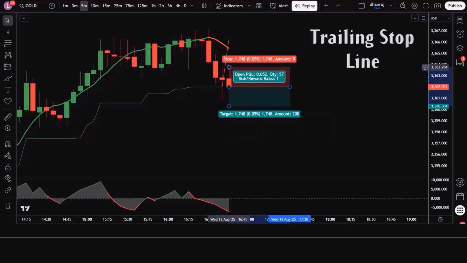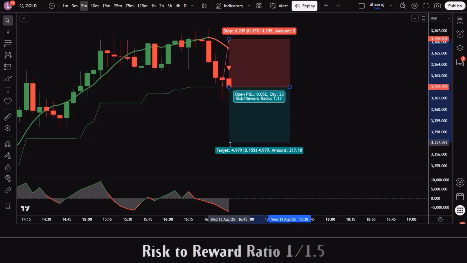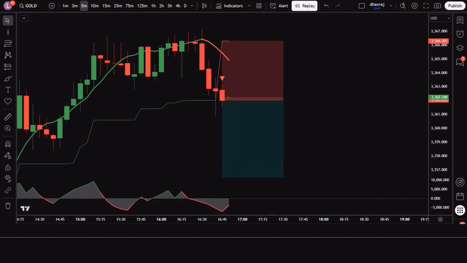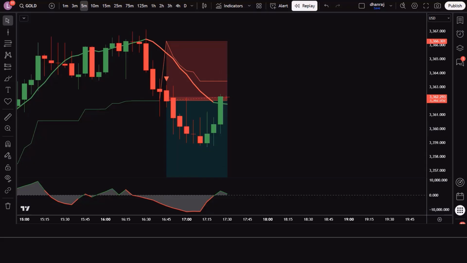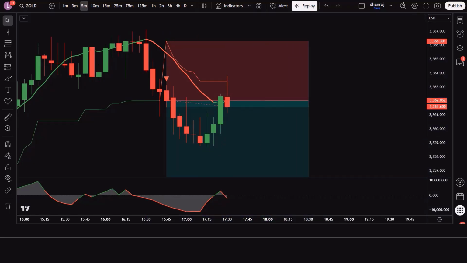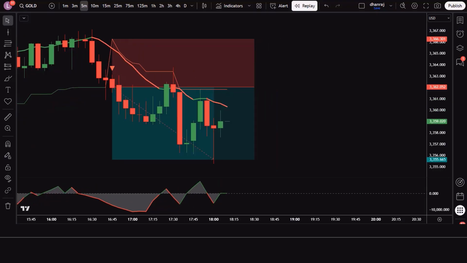Our stop loss is to be placed at the trailing stop line. And the risk to reward ratio will be 1:1.5. Let's see what happens to our trade. Our trade is running in profit. We have won this trade. Let's find the next trade.